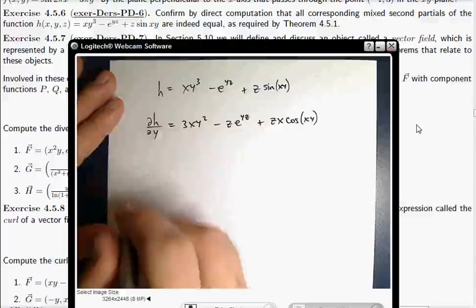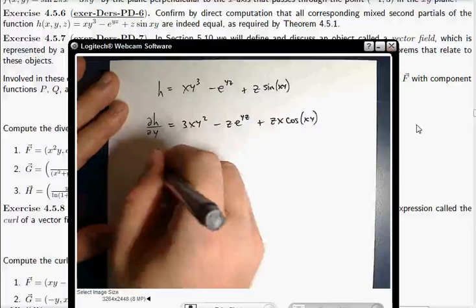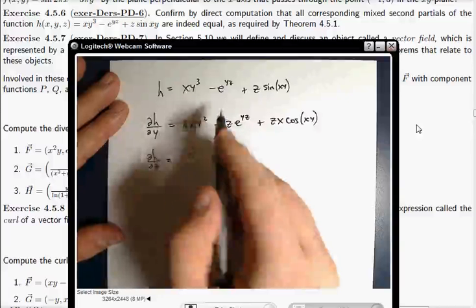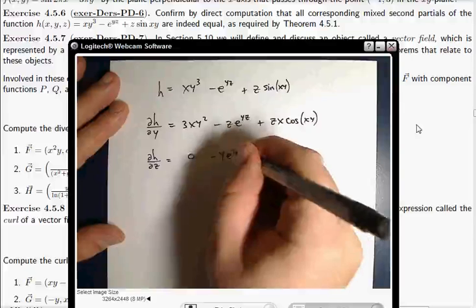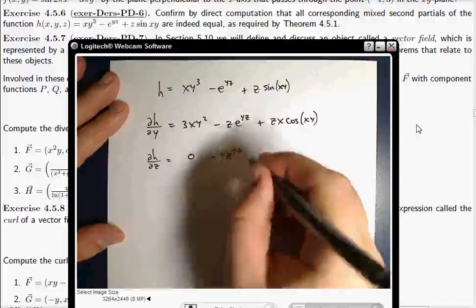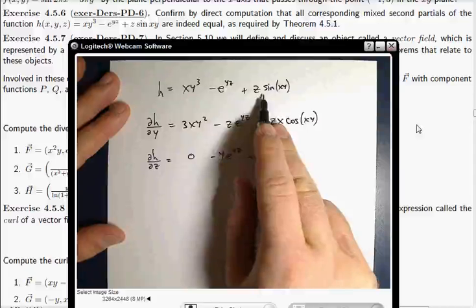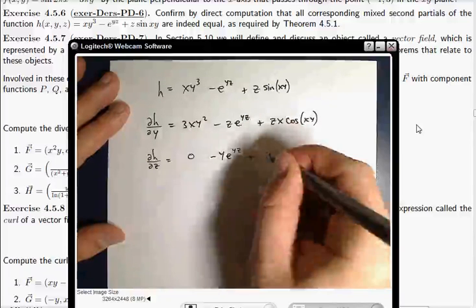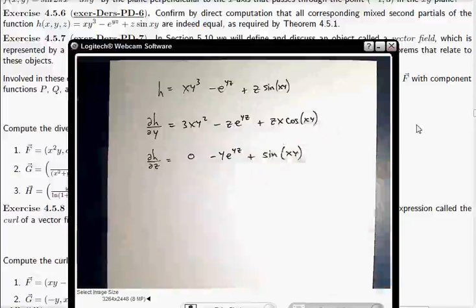Now let's take the partial of h with respect to z instead. So we get 0. The partial with respect to z will give you minus y e to the yz. And now the partial with respect to z of this: I have z times a constant, and so the partial with respect to z is just that constant, sine of xy. So we're good so far.